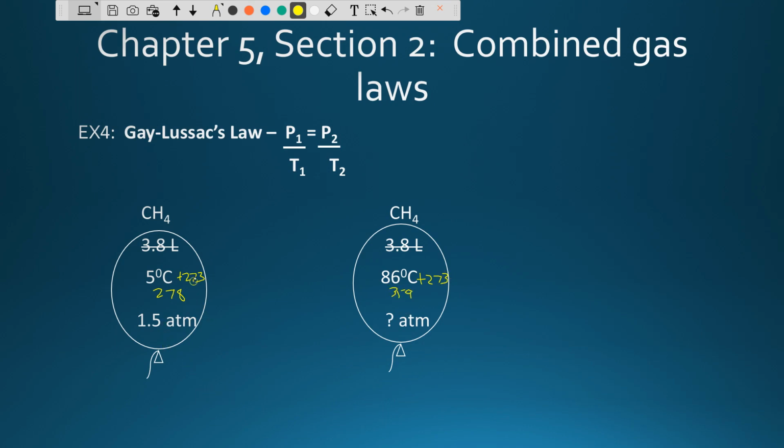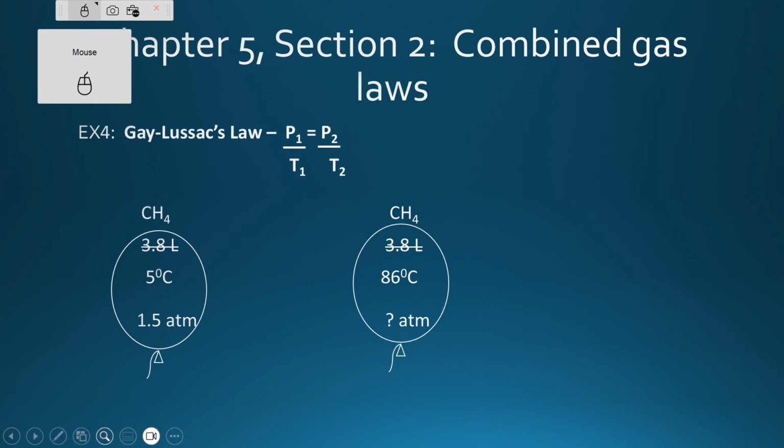Okay, so let's plug in my values and let's see what we get. I end up with a 1.5 over my 278, and that will equal my pressure now over 359. My new pressure ends up being 1.9 atmospheres. Did that go up? Yes, it did. Okay, so then I would be pretty comfortable that I did the problem correctly.